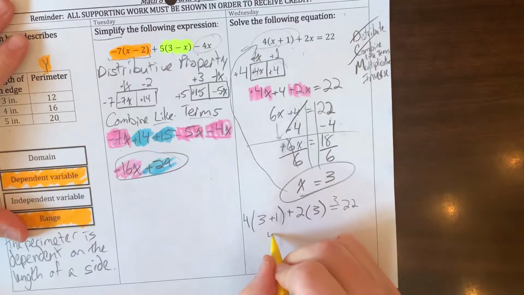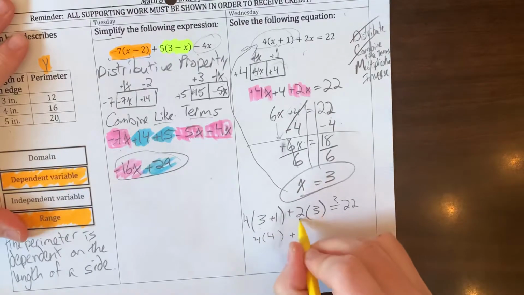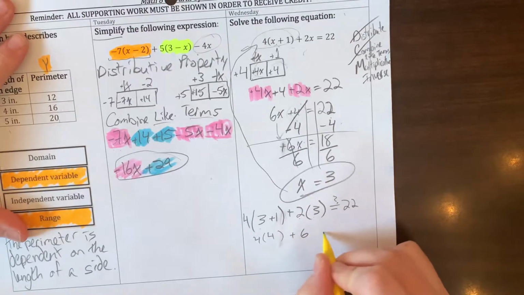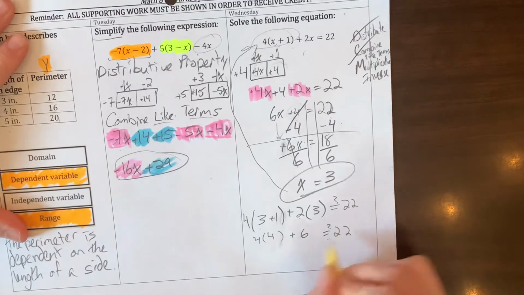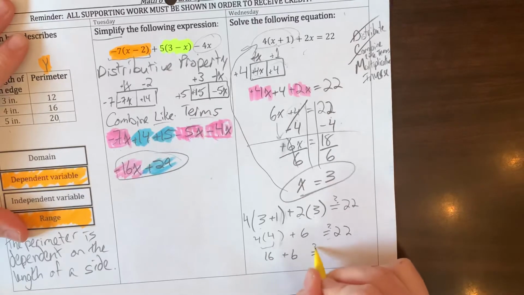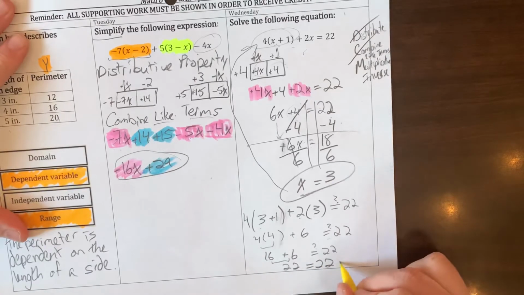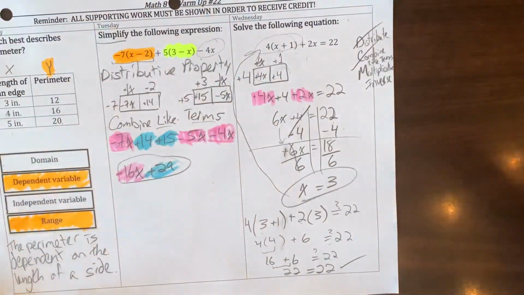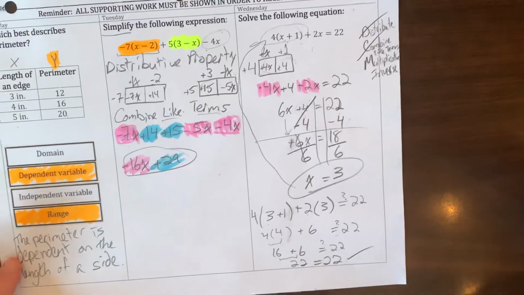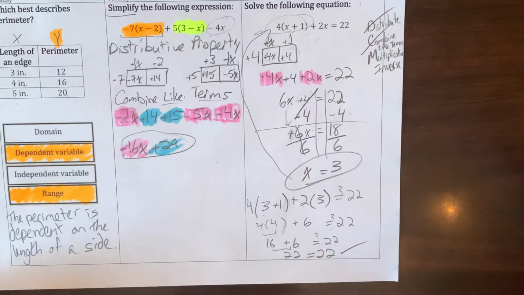So I have, this is 4. Everything else stays the same. I have 2 times 3 is 6. I'm saying, is this equal to 22? I have 16 plus 6. Is that equal to 22? And yes, you guessed it, 22 is equal to 22. So we know we are good. Be sure you can always check your work using either back substitution, which is what we just did, or that Desmos calculator.